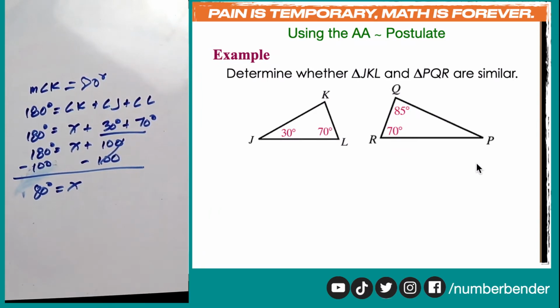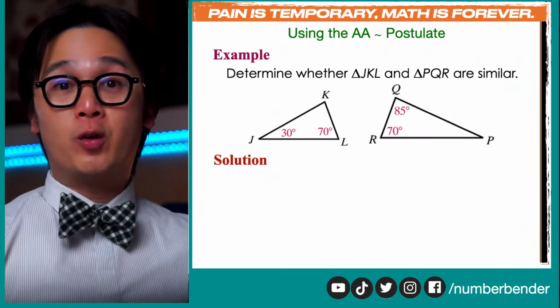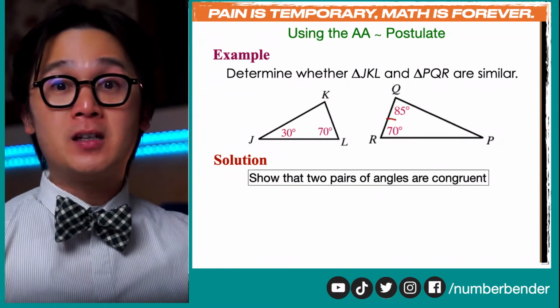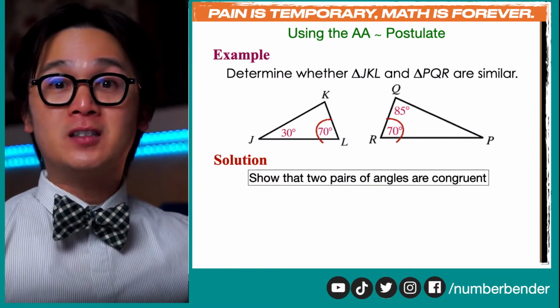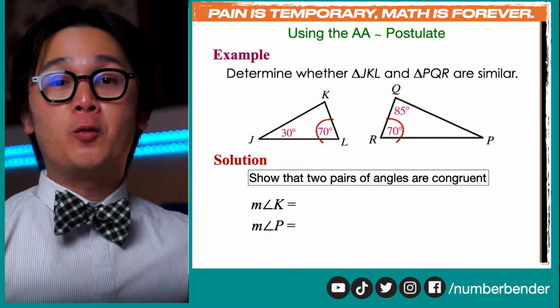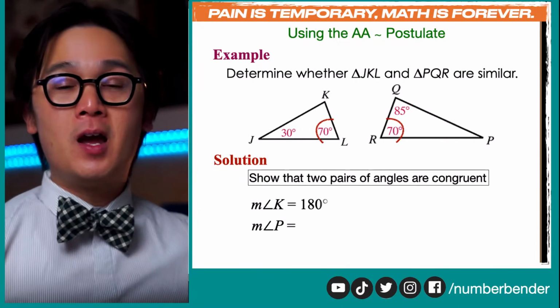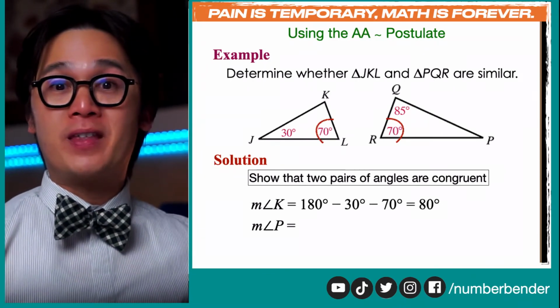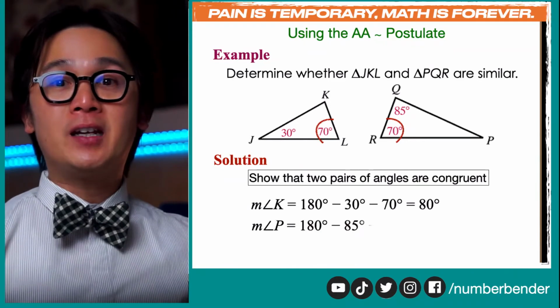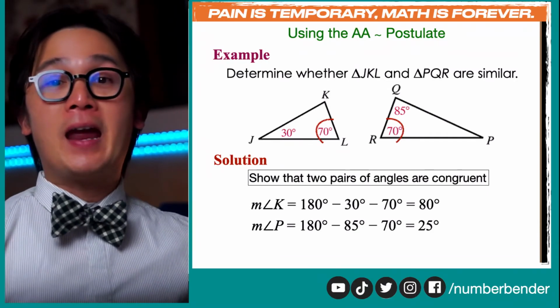With angle K being 80 degrees, all we need to do is prove that angle P is also 80 degrees in the same manner. Using the sum of the interior angles of a triangle being 180 degrees, we're able to show the measurement of angle P, because we already know that angle L and angle R are both congruent. We just need another pair of angles to be congruent because J and Q are definitely not the same. So in this case, we were able to prove that angle K is equal to 80 degrees, and for angle P, we are seeing that angle P is equal to 25 degrees, and they are not the same.